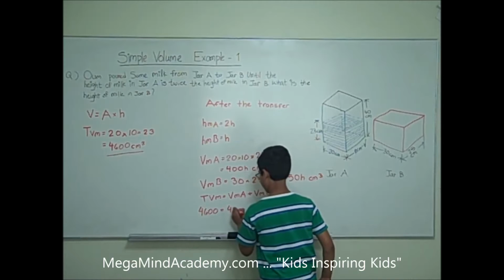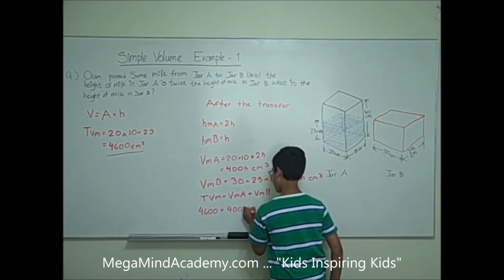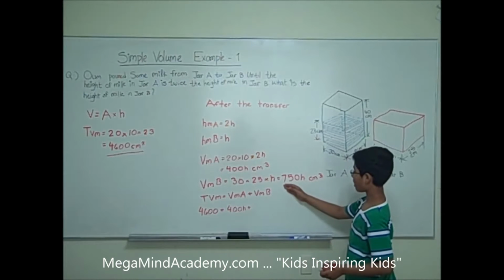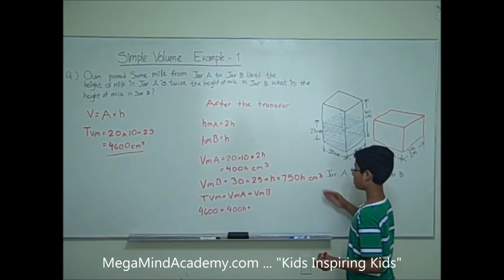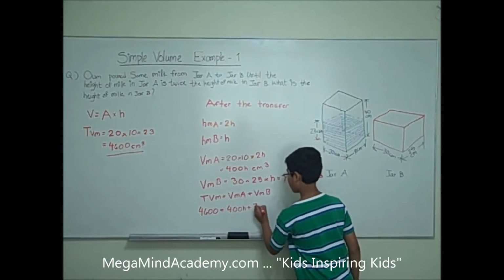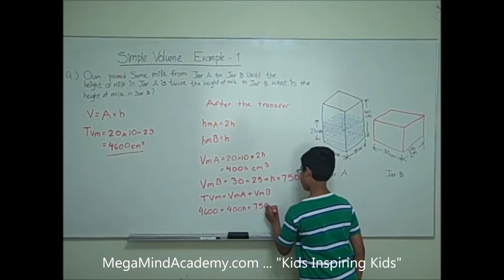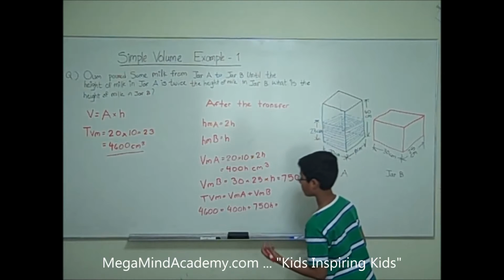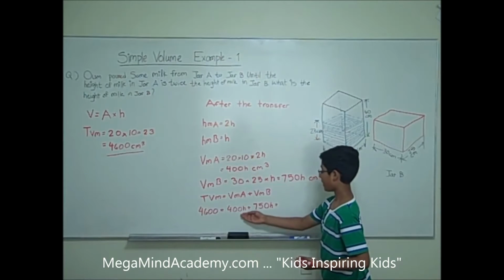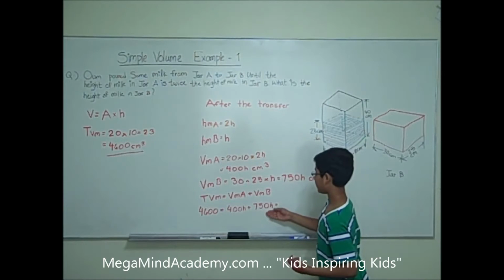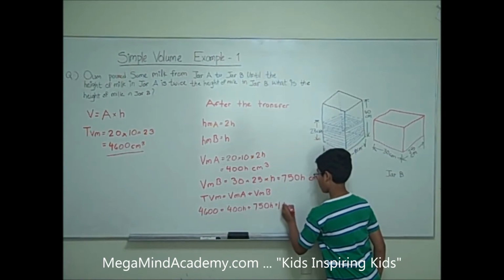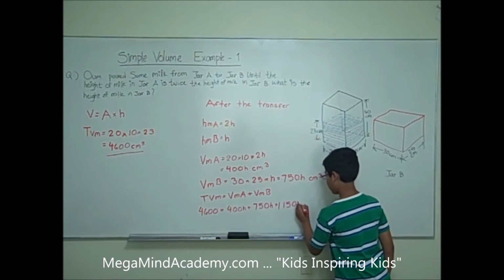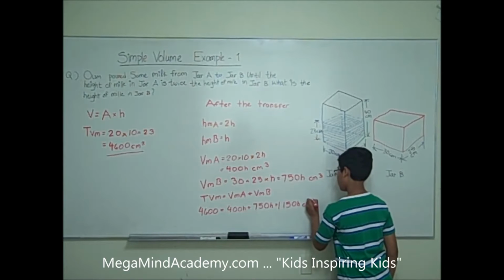4,600 centimeters cubed is equal to the volume of the milk in jar A, which is 400H, plus the volume of the milk in jar B, which is 750H centimeters cubed, is equal to 400H plus 750H is equal to 1,150H centimeters cubed.